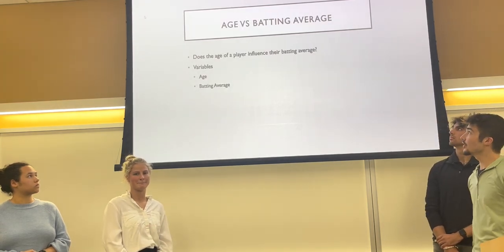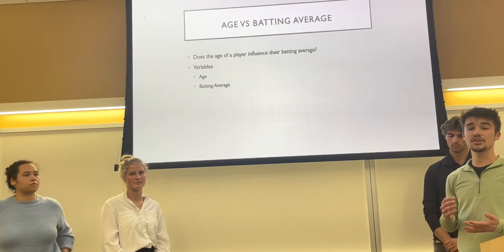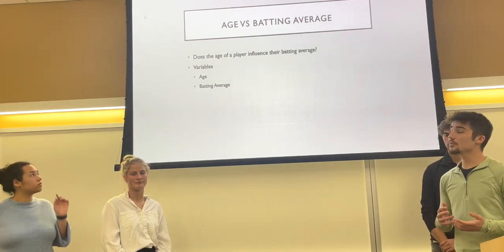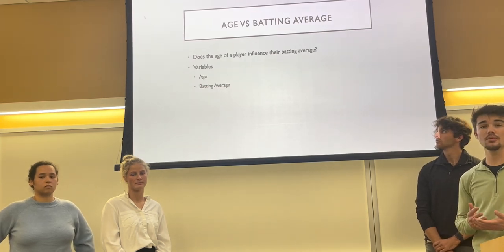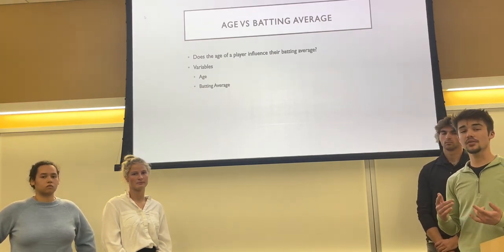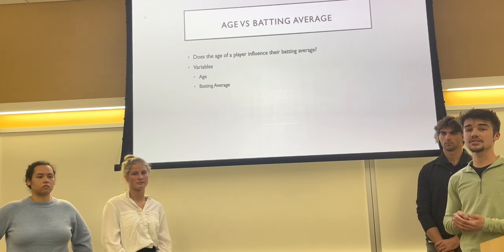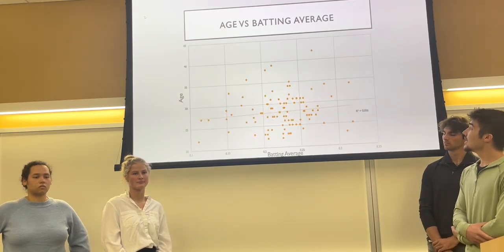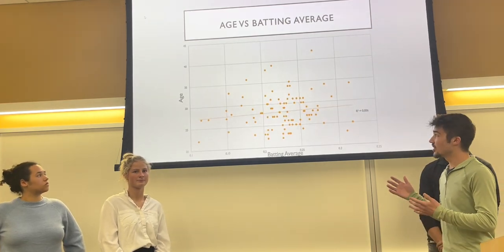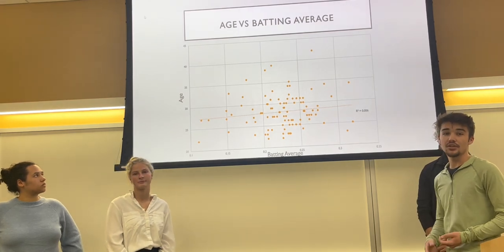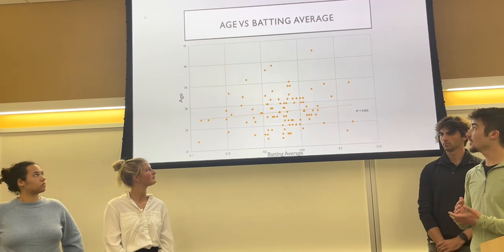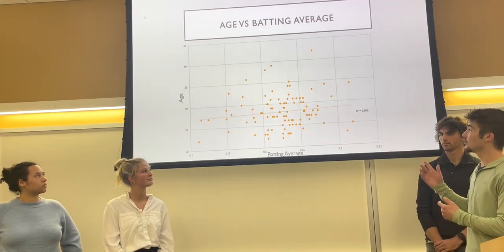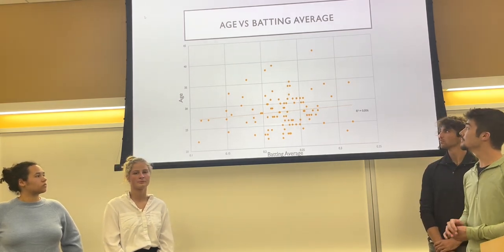All right, next we wanted to look at whether age affects a person's batting average. The variables for this were age, which is obviously a person's age, and batting average, the total amount of hits over the total amount of at-bats. You can see here there's not much correlation at all. All the points are just scattered around. I did not have to filter anything at all. There were no outliers or anything, so all the data points that we had are on this graph right now.